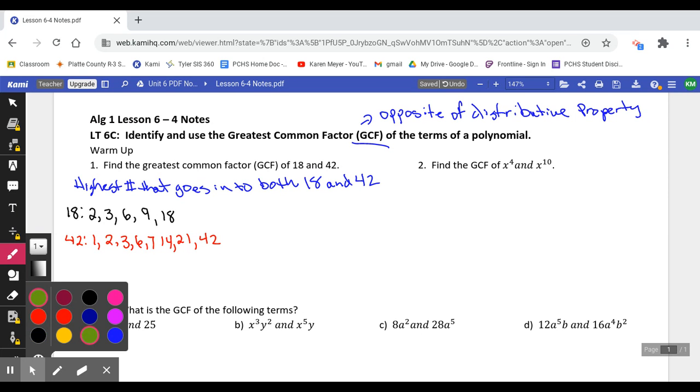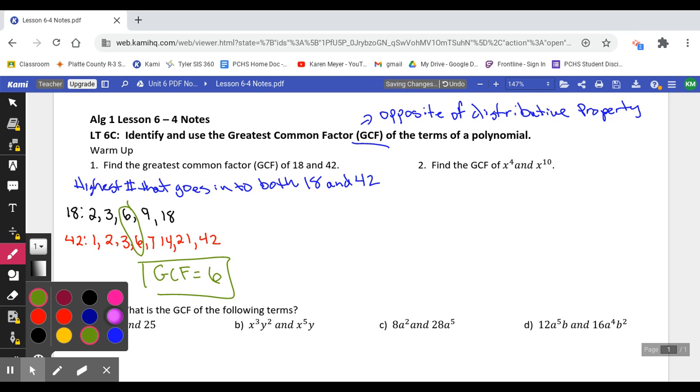So now, once I've made my list, I just go, okay, what's the highest number that's on both lists? And everybody says, oh, 6. 6 is the largest thing that goes into 18 and 42. So my GCF would have just been 6 for this problem.